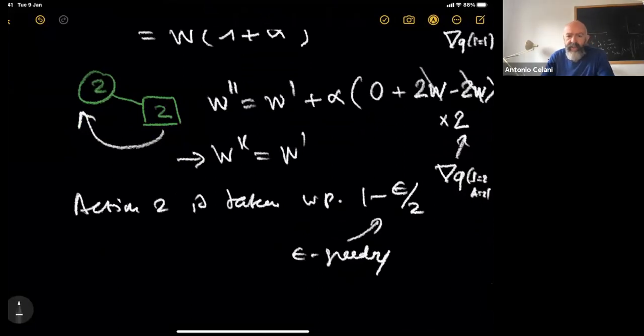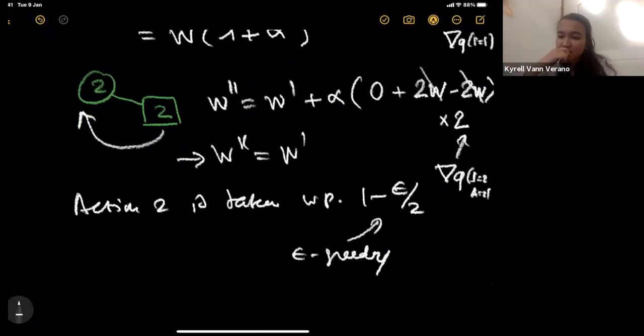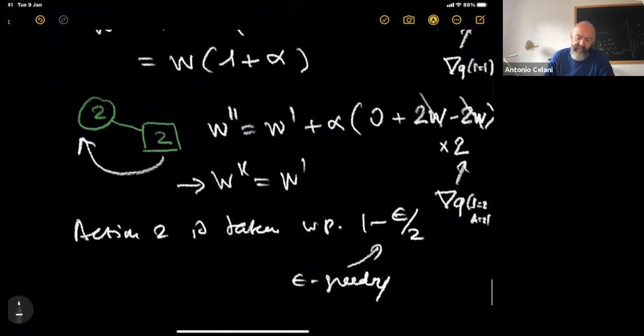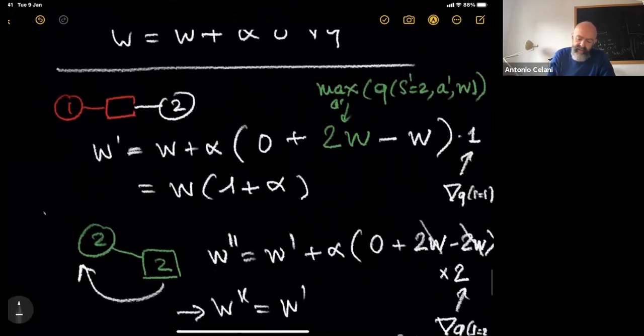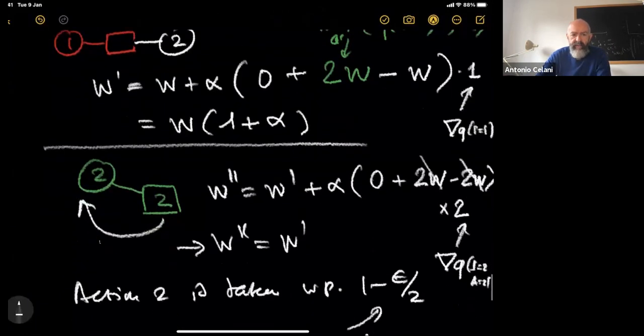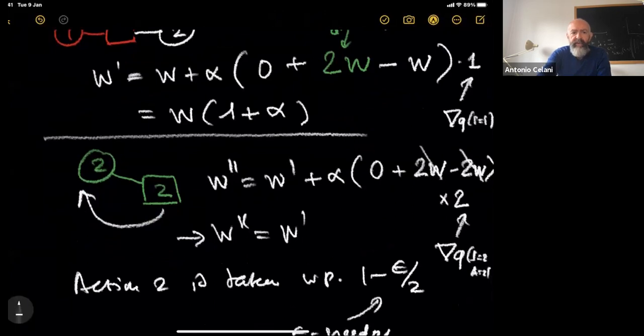Why epsilon over 2? Because with probability 1 minus epsilon, you take action 1. And with probability epsilon halves, you take action 2. And with probability epsilon halves, you take action 1 again. So if you sum up, that's the probability with which it happens. Okay? So again, first step from 1 to 2. Then second step, if we pick action 2, then we fall back to 2. But in this case, there is no update of my parameter. It stays where it is.